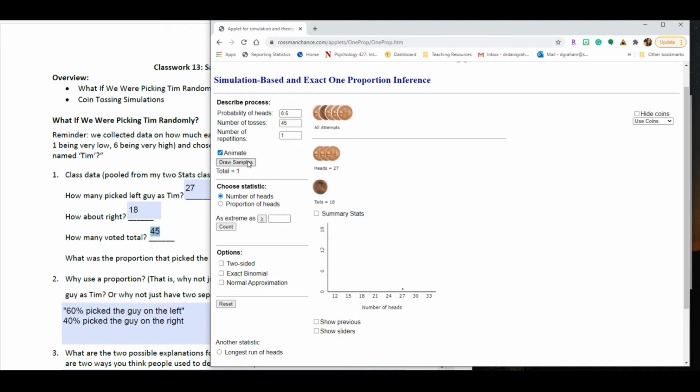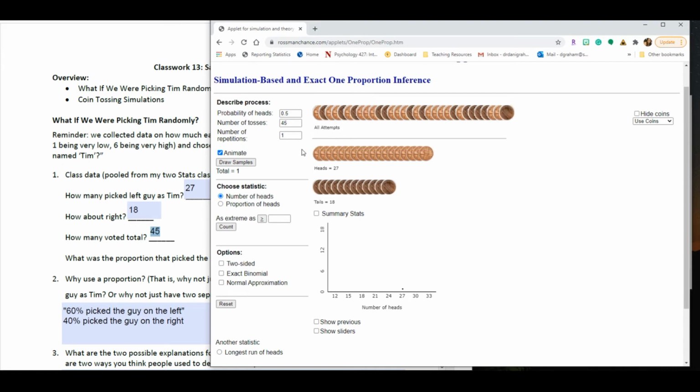And so the computer is now flipping 45 coins and it's counting. You can see it's up top. This is all of the coins it's flipping in its little computer brain. And then it's counting, okay, this is how many are heads. You can see the shinier color. And this is how many are tails, or the darker color.